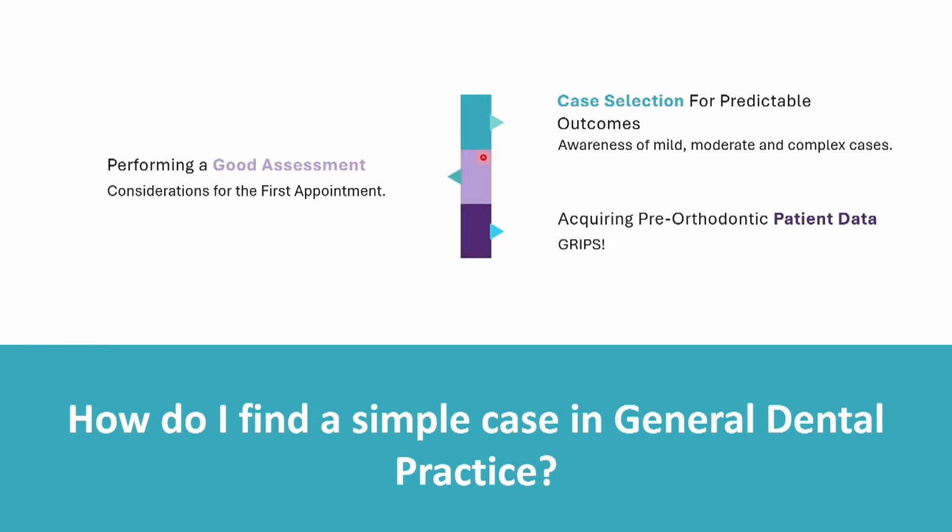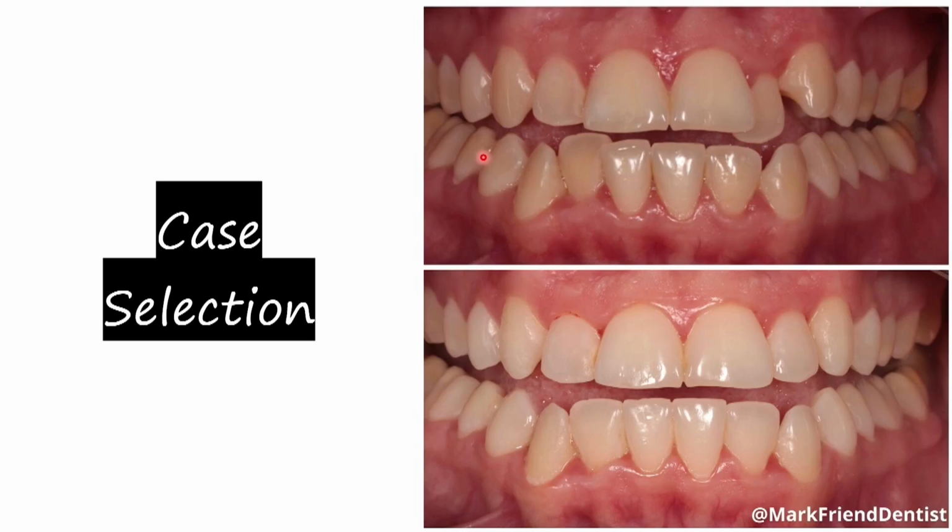Now, how do we find simple cases in general dental practice? More importantly, what do they even look like? I'm going to just give you a very brief overview about case selection. We learn cases in clear aligning by looking at cases. There are some handrails that we will give you in the webinar today, but most of it is just simply looking at teeth in cases and working out whether it's simple, moderate, or complex.